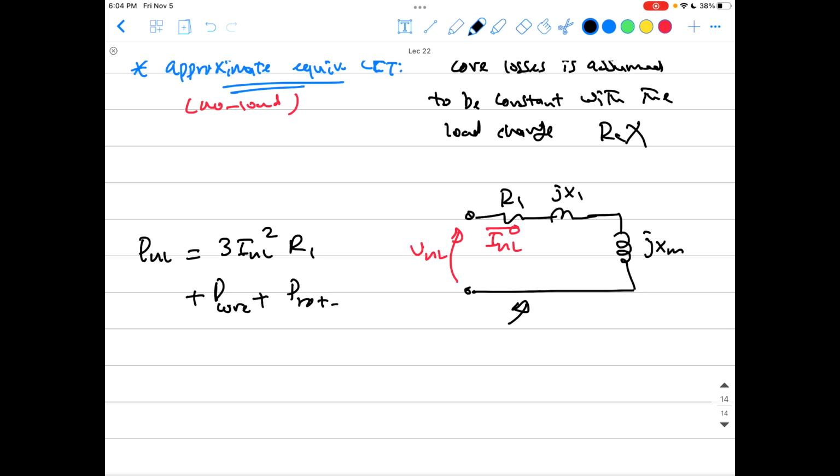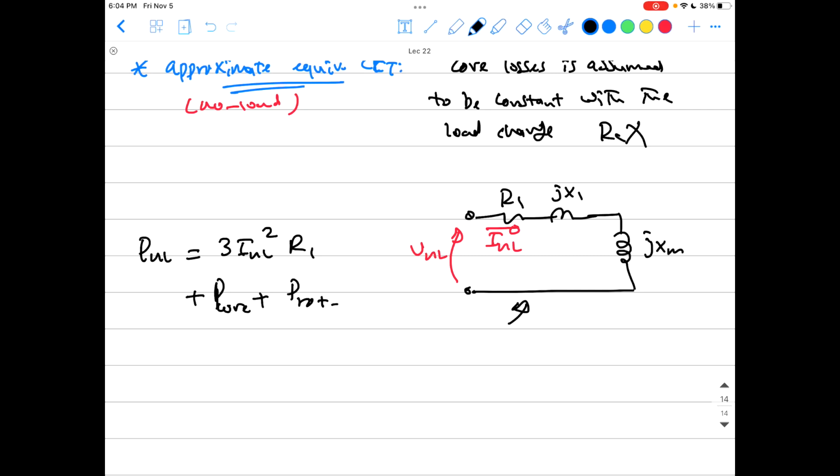If you're dealing with the approximate equivalent circuit, like here, you are assuming that the core losses are also not present in the equivalent circuit. You don't have a resistance to represent it. You don't have RC. But it's over there. You do not ignore it. Okay, guys? So the P no load is 3 I no load square R1 plus P core and P rotational.